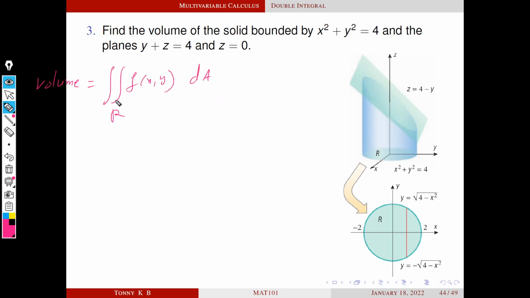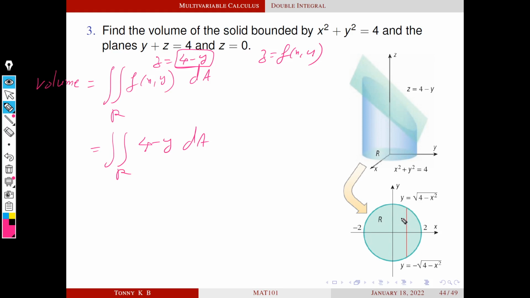We know that the volume under a surface z equal to f(x,y), over a region R in the xy plane, is the double integral over R of f(x,y) dA. Then what is f(x,y)? z equal to f(x,y) is our surface, and from this equation, z is equal to 4 minus y. So our f(x,y) is 4 minus y. So this is our double integral for the volume. Then what is R? R is this circular region. This is our region of integration, so we have to integrate over this region.